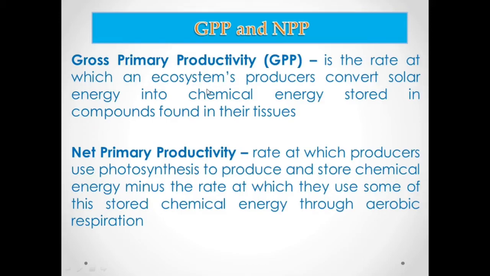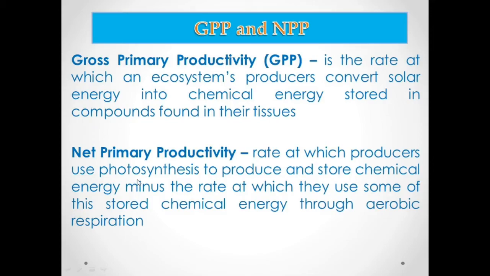Okay, gross productivity only talks about the total chemical energy stored by the ecosystem's producers. But for net primary productivity, we subtract the stored chemical energy that the producers use through aerobic respiration. Okay, so that's why it's called the net. So NPP measures how fast producers can make the chemical energy that is stored in their tissues that is potentially available to other organisms, okay? Because some of the stored chemical energy will be used up by the producers to stay alive, reproduce, and grow, and other stored chemical energy will be used up by the consumers, okay?